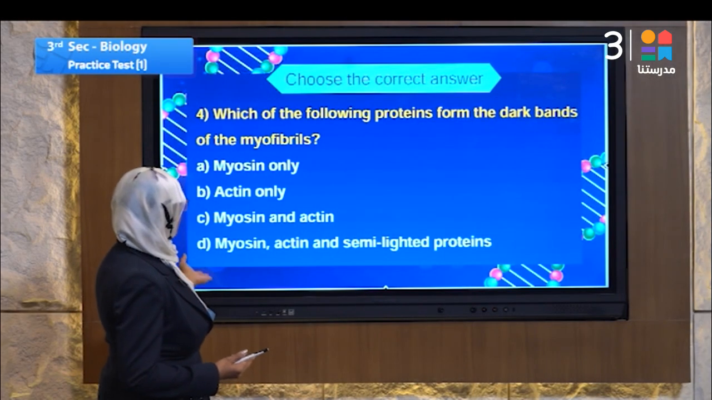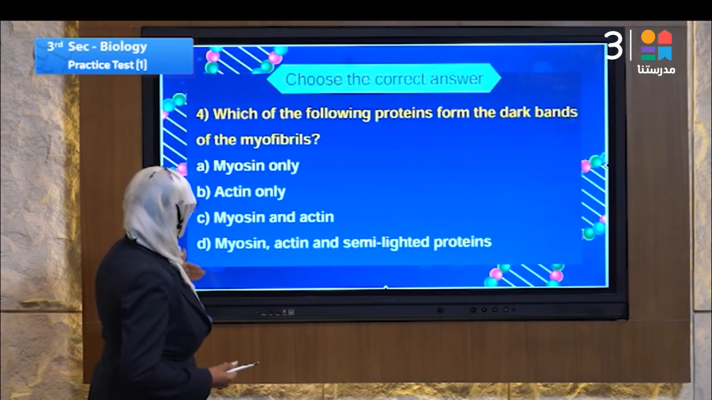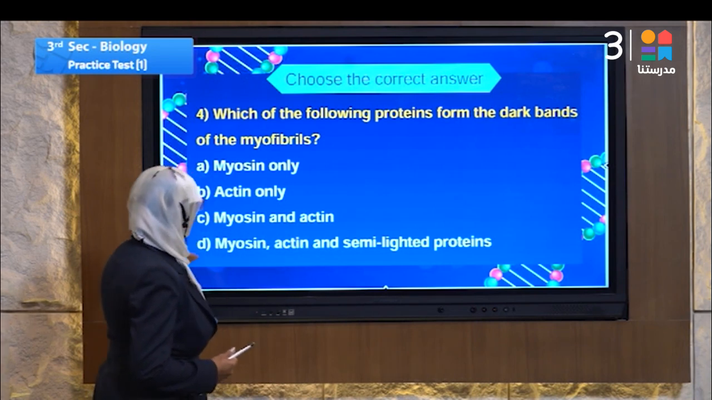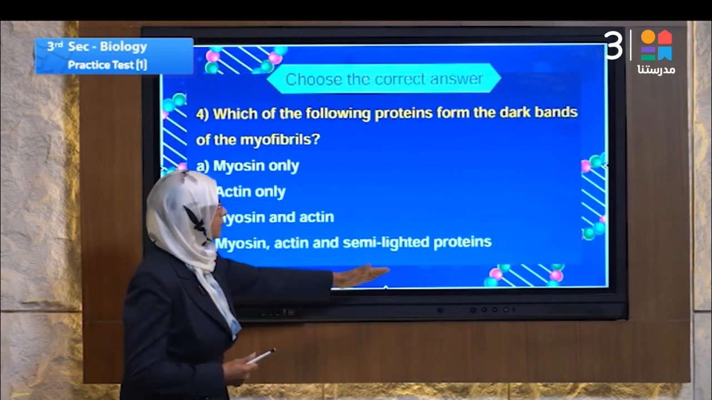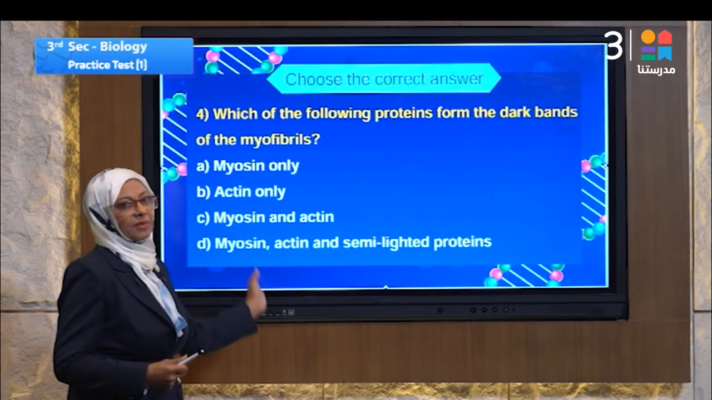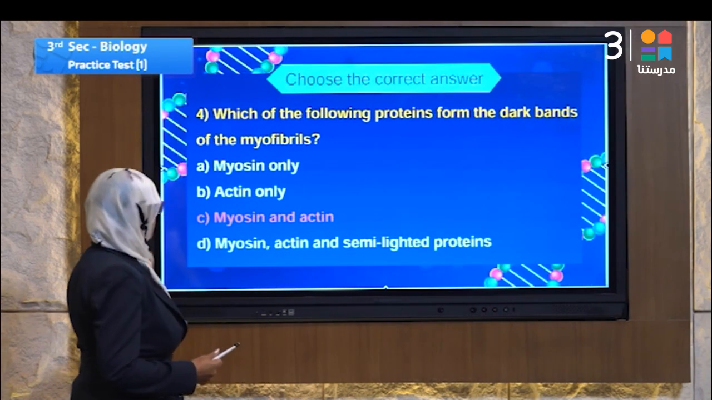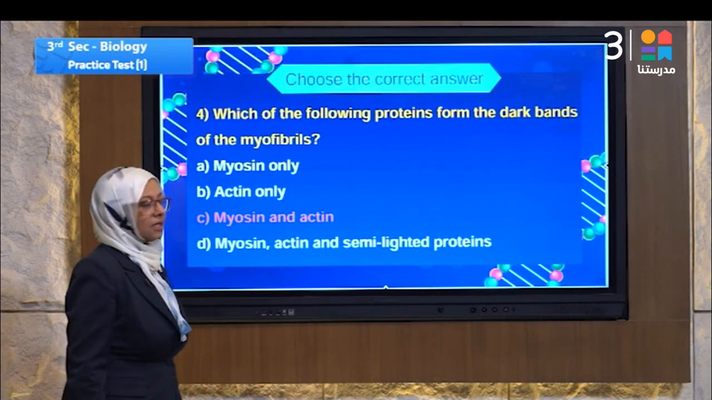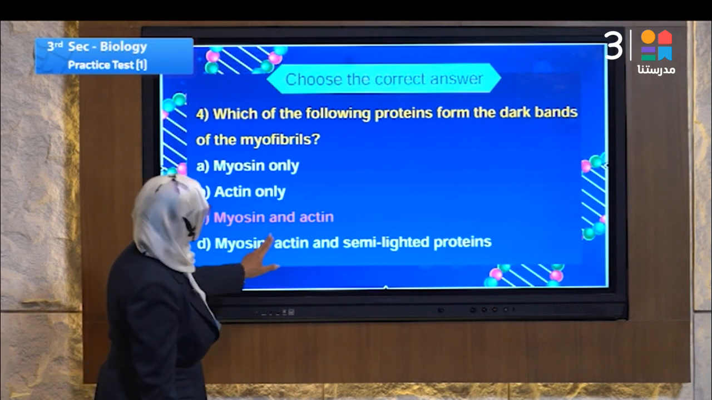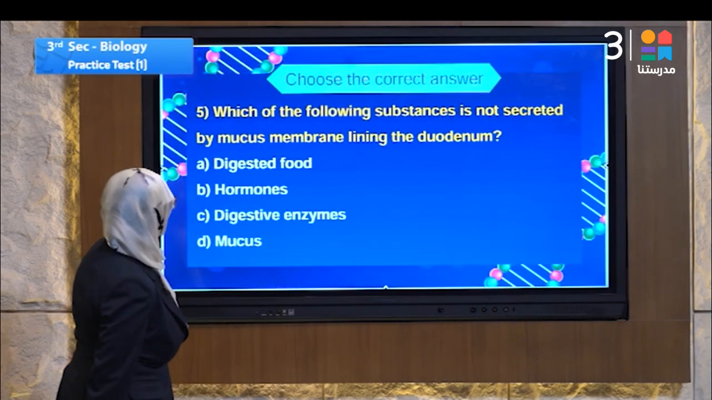Let's go to the answer. It must be C or D, myosin and actin, or myosin, actin, and semi-lighted protein. No, the answer must be myosin and actin. The answer will be C. So, let's go to question number 5.